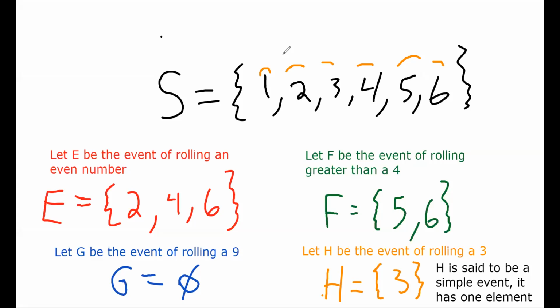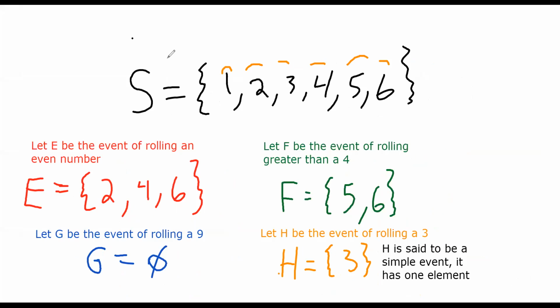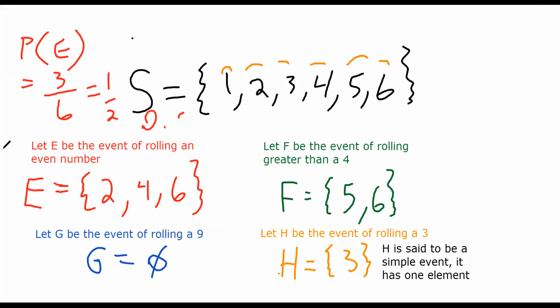Going back to this example up here, well, we would say that, look at this event E here, it's got 3 of the 6 outcomes, each is equally likely, so the probability of the event E is 3 for the 3 things in E divided by 6 for the 6 things in S, which is 1/2 or 0.5 or 50%. It's just as likely to happen as not happen. You're just as likely to get an even number as you are to not get an even number.